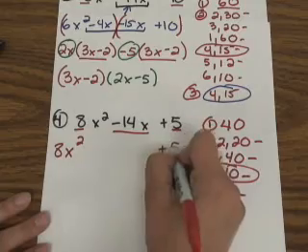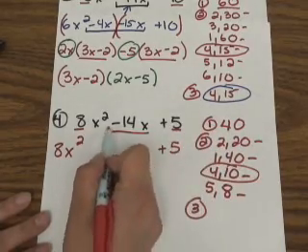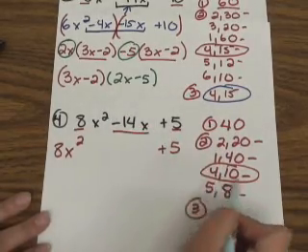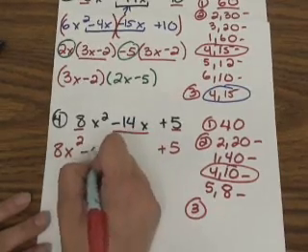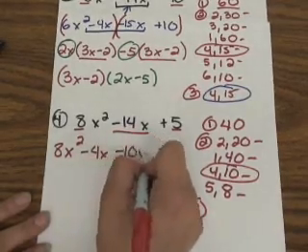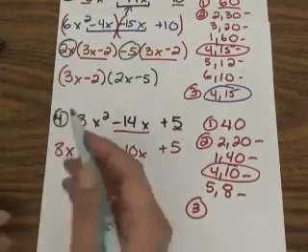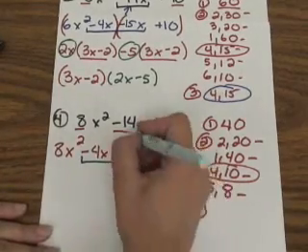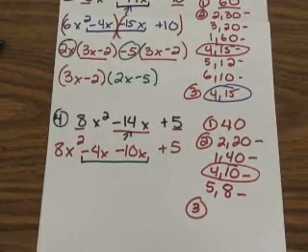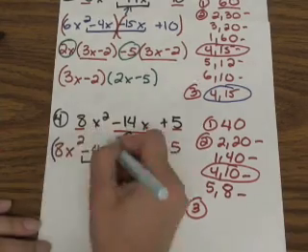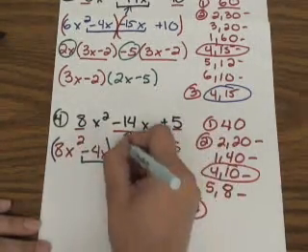So let's bring down my 8x squared, bring down my positive 5, and let's rewrite negative 14x using 4 and 10. So instead of using negative 14x, I'm going to use negative 4x minus 10x. And again, you can see that negative 4x and negative 10x take me back to the middle term. So I'm actually not changing the problem. I'm just changing the way it looks. So now that I have my 4 terms, I can factor by grouping.